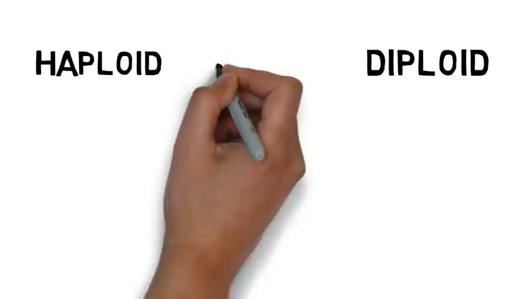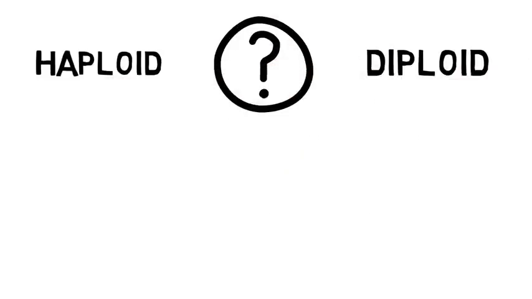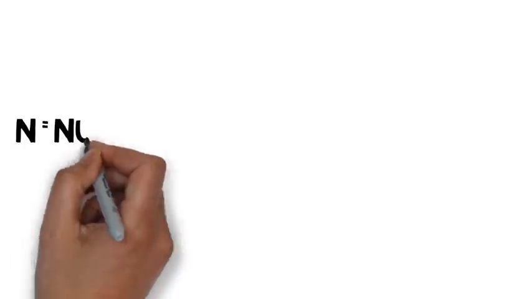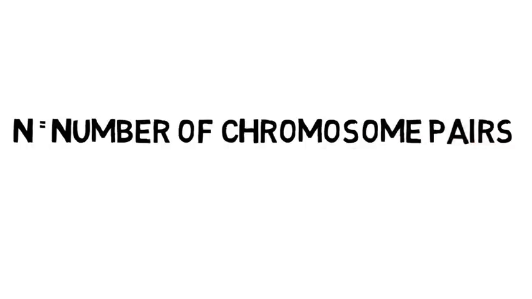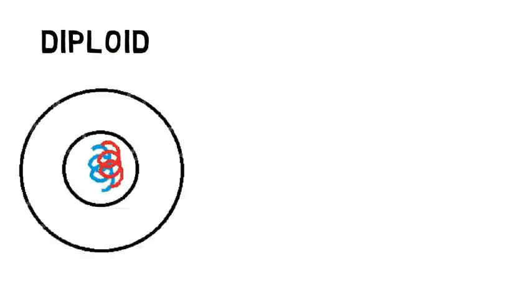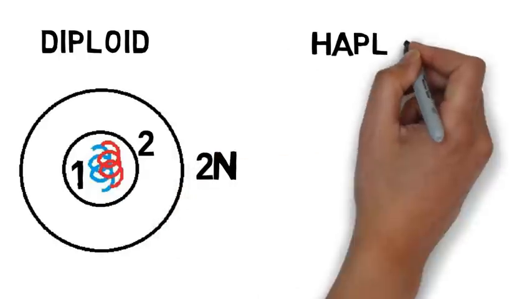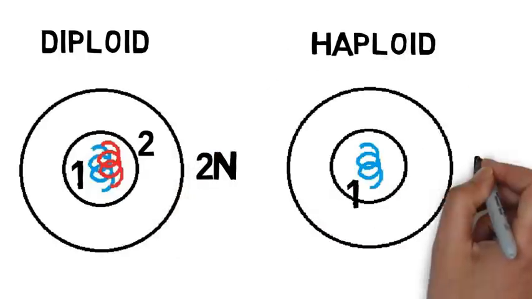So what exactly is the difference between a diploid and haploid cell? Diploid and haploid cells differ by the number of chromosomes present in the cell. Let's say that N represents the amount of genetic material present in a cell. In humans, these are chromosome pairs. Diploid cells have 2 N chromosomes and haploid cells have N chromosomes.